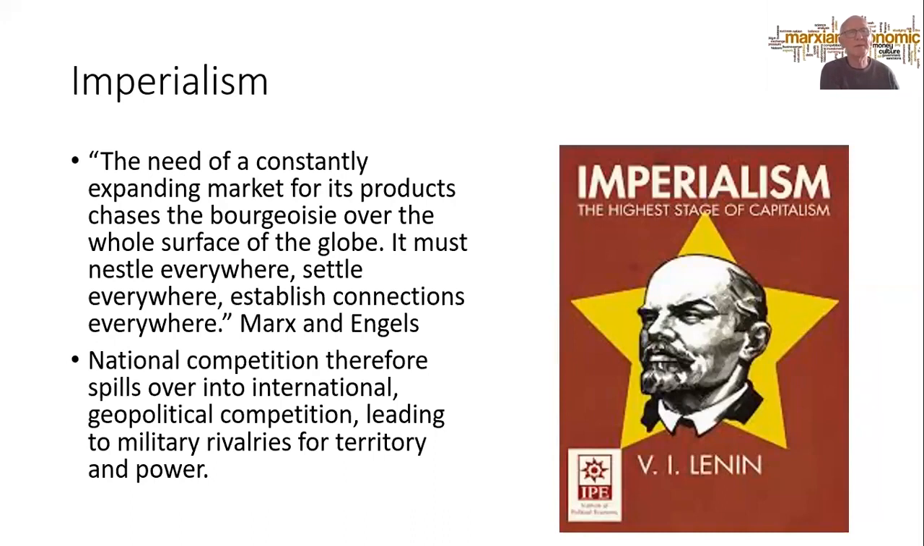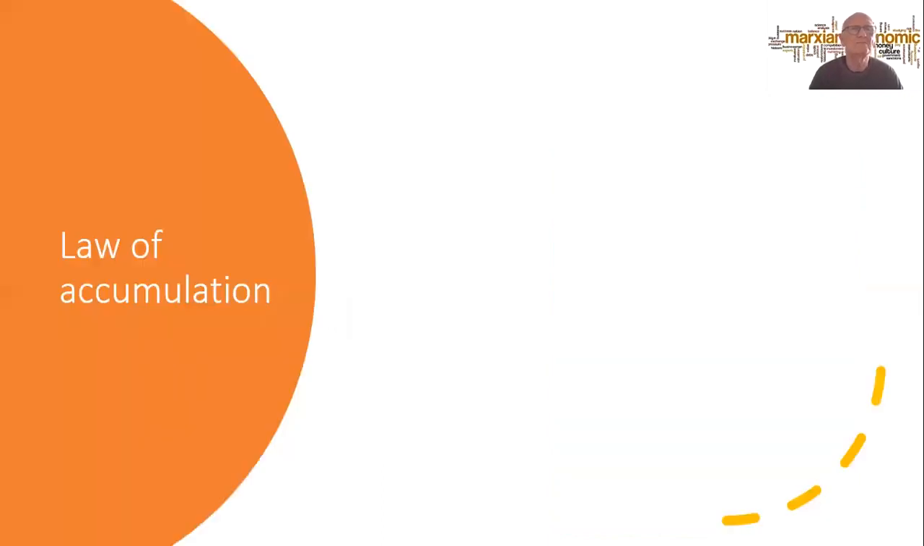So when we saw that capital began by the robbery and the enslavement and the conquest of people around the world in the so-called global south and elsewhere, and the expropriation of land from the peasants at home, now we've gone full circle. Capitalism, in order to develop further, needs to spill beyond national competition into international competition, leading to military rivalries for territory and power, what we see today, and leading to those major world wars that we had in the 20th century. So, to summarize, David, the law of accumulation.